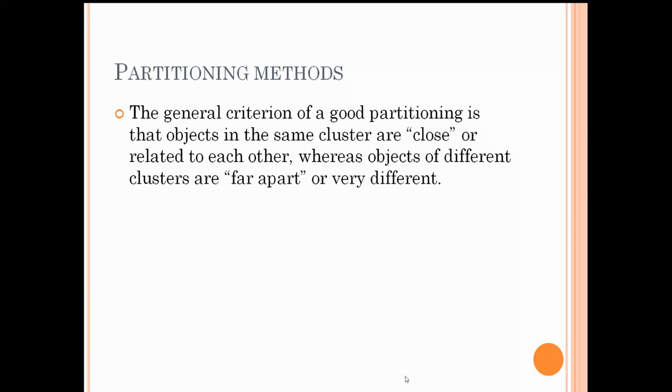So moving further, what is the partitioning method? A general criterion of good partitioning is that objects in the same cluster are close or related to each other, whereas objects of different clusters are far apart or very different. That means those which have similar properties will be very close, and those which don't have similarity will be far apart.